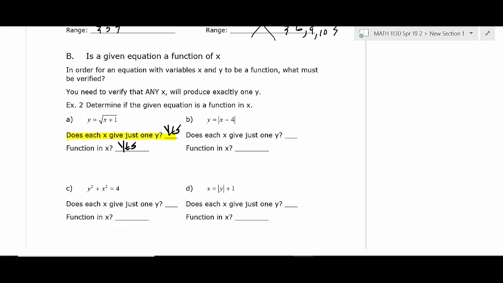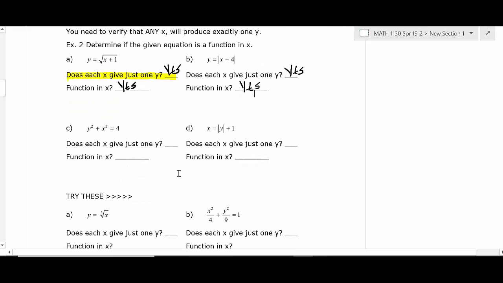Next one, do this in your head too. If you pick a number and subtract 4, you get 1 answer, right? How about if you do the absolute value of a number? How many answers do you get? You get 1. So it's the same thing. In your head, you're just reasoning out that I get 1 answer, therefore it's a function. Now, we get down to this C.